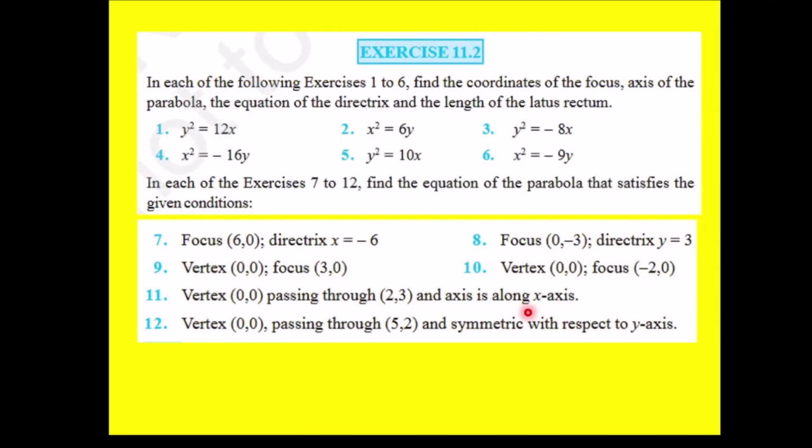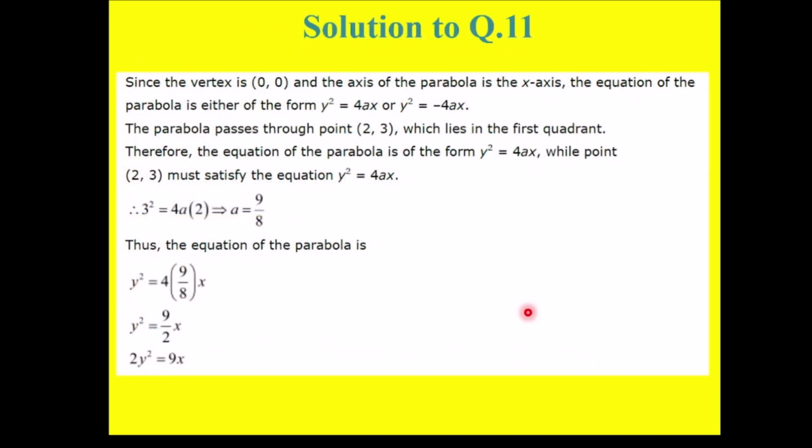Vertex (0, 0) passing through (2, 3) and axis is along x axis. Here what we will do? It is either y square equal to 4ax or y square equal to minus 4ax. So, the parabola passes through (2, 3), which lies in the first quadrant. Therefore, the equation of parabola is of the form y square equal to 4ax, because it is in the first quadrant. So, putting this value of (2, 3) here, we find the value of a to be 9 by 8, put it back, we get the equation.